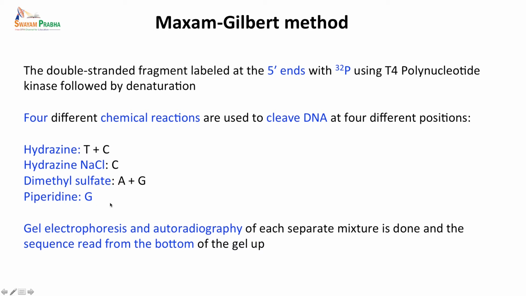Of course the actual reactions are much more involved and they have several steps, but just to give you an idea that two of these chemicals will result in cleavage after only G or only C, and two of them will give cleavage after A and G or after T and C. Once you have generated all these fragments, they can be run on a polyacrylamide gel. They will separate on the basis of their sizes. Smaller fragments will run faster, and the larger fragments will run slower. This electrophoresis is followed by autoradiography to look at the position of each of the bands. Because samples are labeled with 32P, they will light up on autoradiography, and then the sequence can be read from bottom to the top. So let's see how it is done.